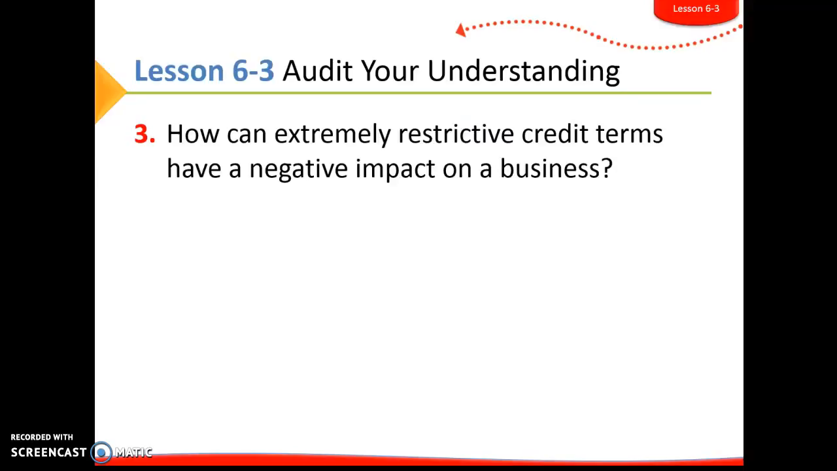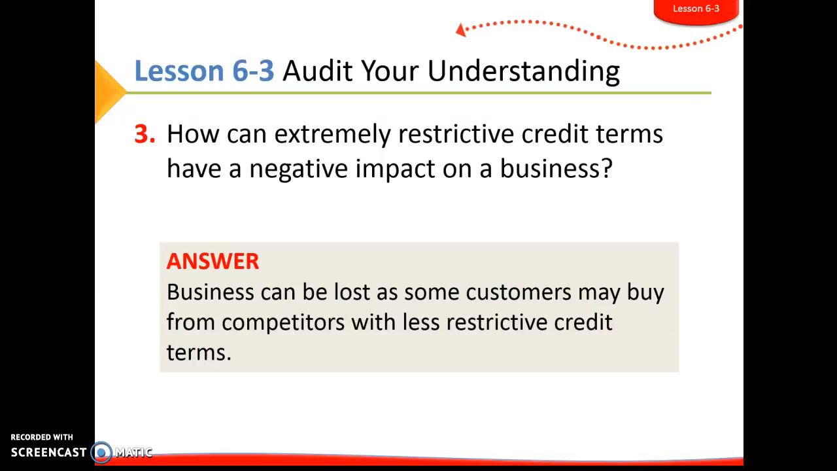Number three, how can extremely restrictive credit terms have a negative impact on a business? One thing that a business might look at doing is, if they're not getting their payments promptly, being more restrictive on who they let buy on credit and how they expect payment back on credit. Now, the problem is that business can be lost, as some customers may buy from competitors that have less restrictive credit terms.